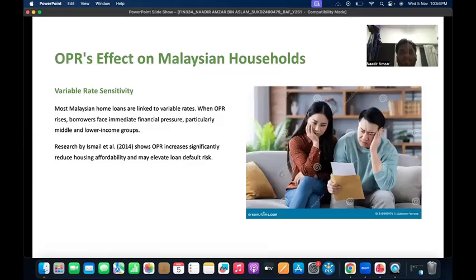So, OPR's effect on Malaysian households. This impact is especially strong because most Malaysian home loans are linked to variable interest rates. So whenever the OPR changes, borrowers immediately feel the effect. According to research by Ismail et al., 2014, when the OPR increases, housing affordability decreases and loan default risk also goes up, especially for the middle and low income groups. So while OPR is an important tool for managing the economy, it also directly affects the financial well-being of households.